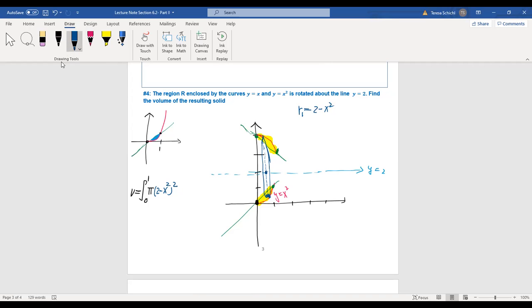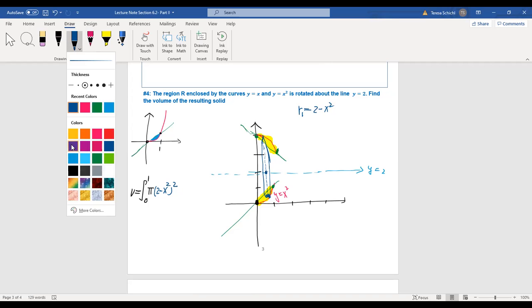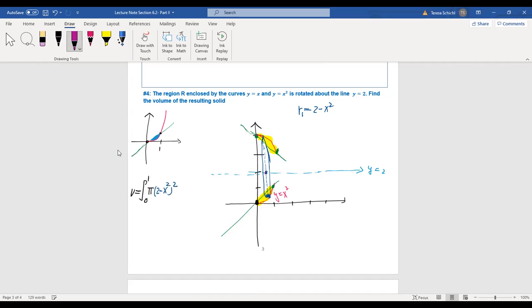Now let me choose another color, the purple one. In here, you need to subtract this one out.